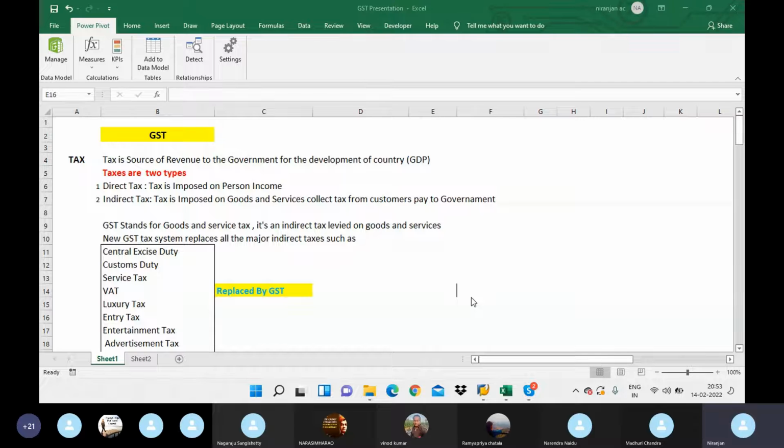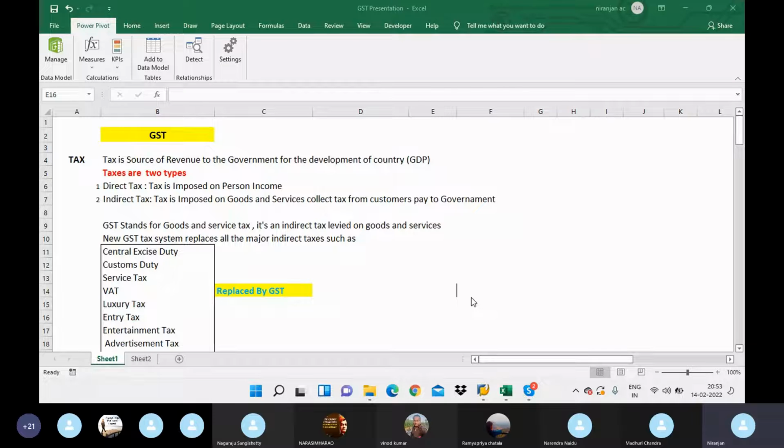Coming to indirect tax, it is tax imposed on goods and services and collected from customers to pay to the government. So we all indirectly pay the government in GST. Every person pays it every day, from the goods or services and products we use daily. On that basis, customers pay the GST to the government. GST stands for Goods and Services Tax. It is an indirect tax levied on goods and services.